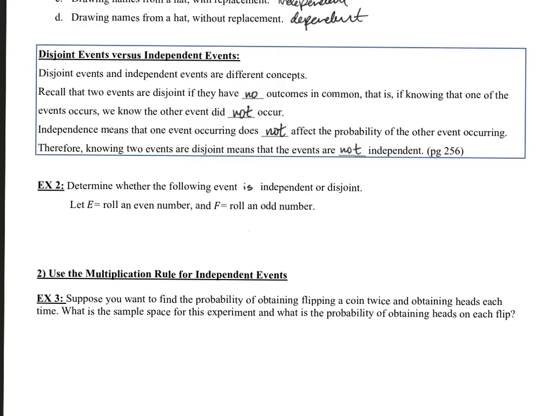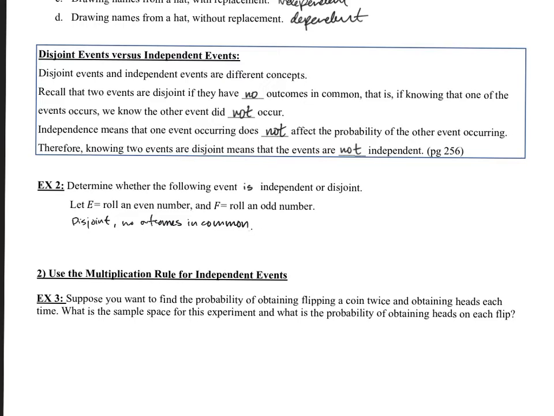Take a moment to ponder on that one. It is a little wordy. Let's take a look at example 2. Determine whether the following event is independent or disjoint. Let E be rolling an even number and let F be rolling an odd number. Well, we know that these are going to be disjoint because they have no outcomes in common. If you've rolled an even number, it's not possible to have rolled an odd number. They are disjoint.